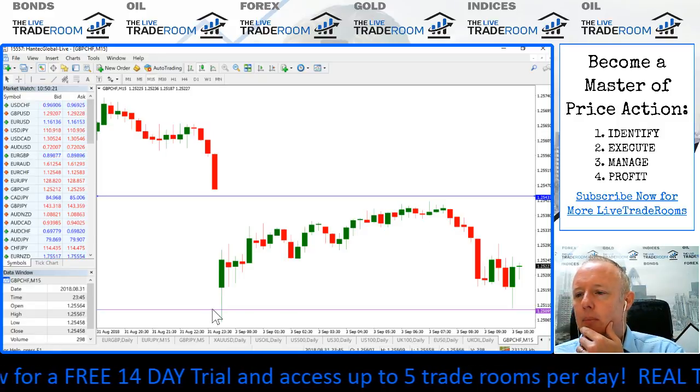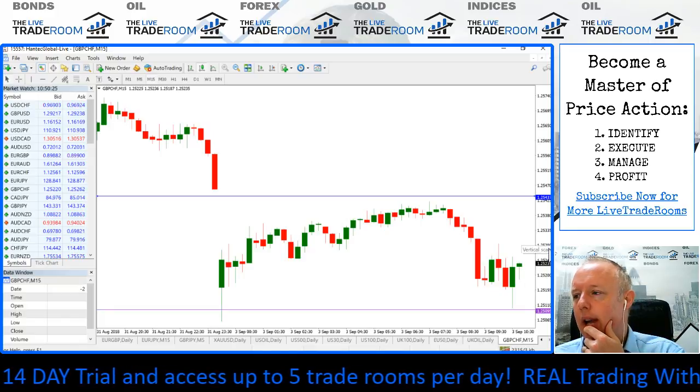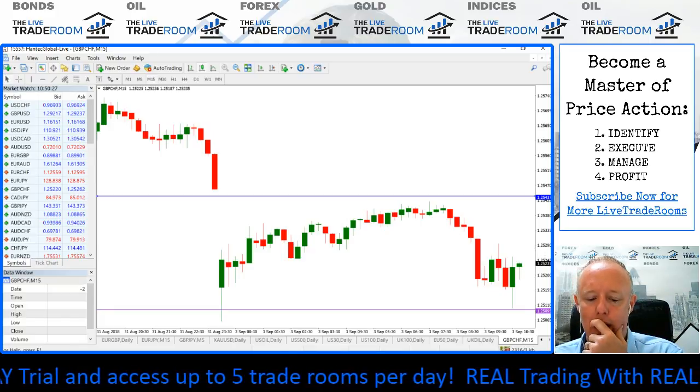So it'd be interesting to see if this creates a double bottom or not, or if we get that eventually, if we get that rollover to the downside.